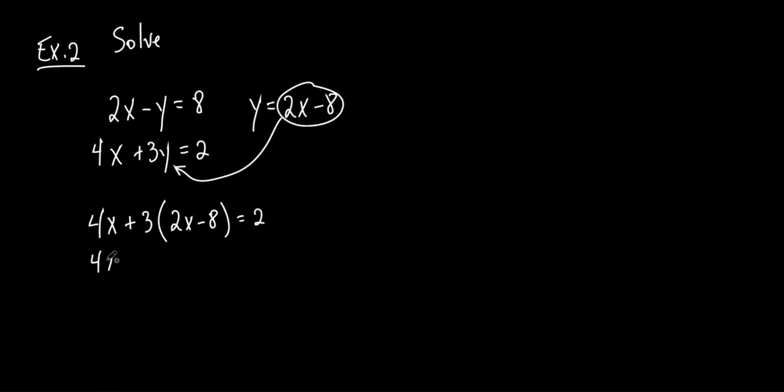So let's do that. 4x plus distribute, 6x minus 24 equals 2. Add like terms, 10x. Let's add the 24 to both sides. 10x equals 26. Divide by 10. So x is, let's simplify the fraction. What goes into 26 and 10?